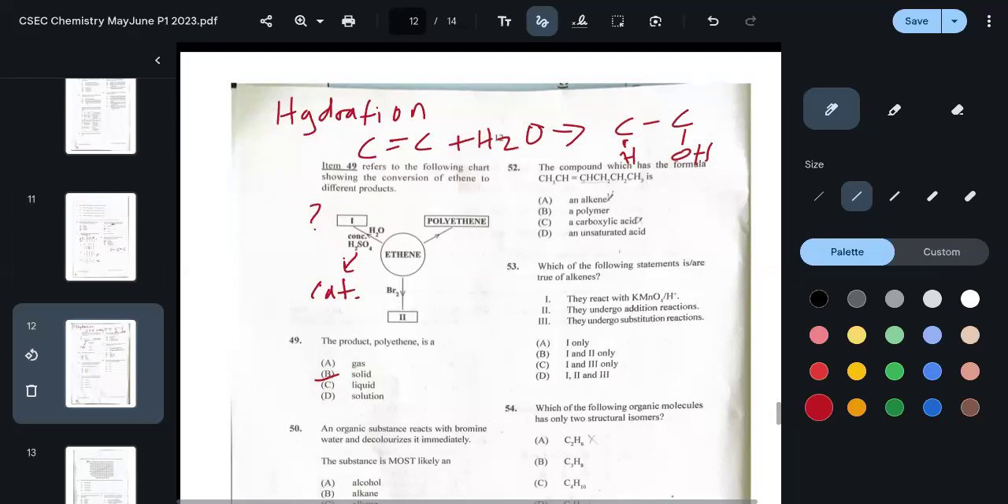Bromine: you would break the double bond and put two bromine atoms on it. So on the next paper, they could have asked you something. They could repeat this question but change it up. They could have asked you about part I on a different paper, or even ask you for the name of the polymer that would have been formed instead of putting it here.